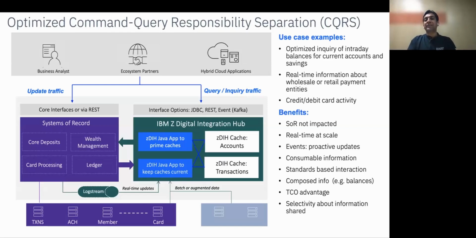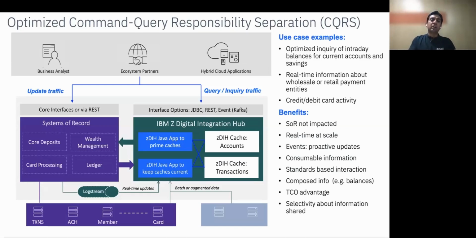To give a business example, when we need intraday balances for current accounts and savings accounts from an inquiry perspective, we can have that information in ZDIH caches. When we need real-time information about wholesale or retail payment entities, we can utilize ZDIH for that scenario. Credit or debit card activities are other scenarios where we can utilize ZDIH.